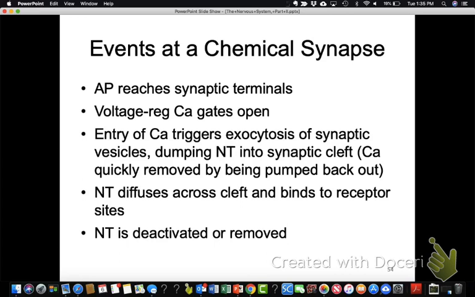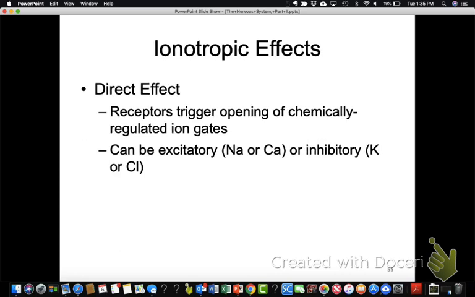Neurotransmitter diffuses across the cleft and binds to its receptor sites, and then it's quickly either deactivated or removed. So the effects, if it's a direct effect, that receptor that's binding the neurotransmitter is directly connected to the chemically regulated gate. An example of this is acetylcholine at neuromuscular junctions, directly opening sodium channels. But in neurons, it depends. It could be excitatory or inhibitory.